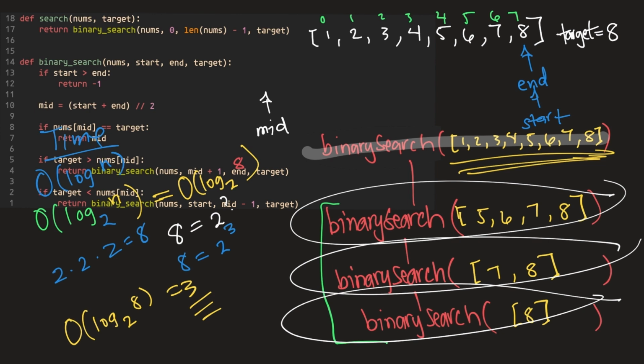And as for our space complexity, our space complexity is actually the same thing. It's O of log n, because in these same calls to binary search, each individual call is being added to the stack, taking up stack space. So the amount of space that we take up with this recursive implementation is going to be O of log n as well. I hope that makes sense.